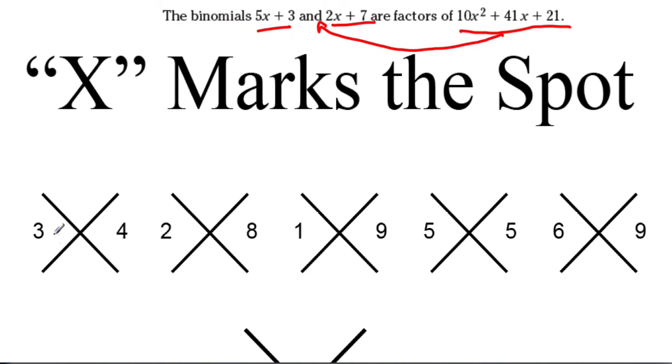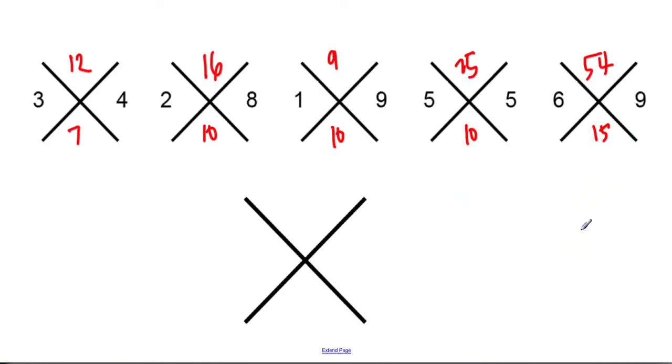So let's start. 3 times 4 is 12, 3 plus 4 is 7. 2 times 8 is 16, 2 plus 8 is 10. 1 times 9 is 9, 1 plus 9 is 10. 5 times 5 is 25, 5 plus 5 is 10. 6 times 9 is 54, 6 plus 9 is 15. So you more or less get the point of how X marks the spot works, and we will use this method to factor our trinomials.